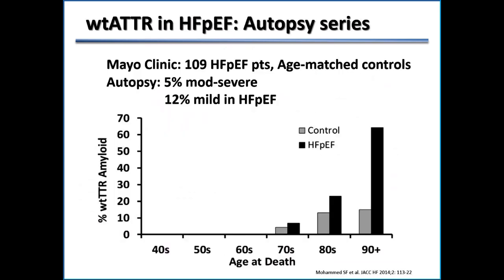What about wild-type amyloid? So this is when a tetramer does not have a mutation. It's very common. Historically, there was an autopsy series looking at consecutive patients who underwent autopsies greater than age 80, and they found that 25% had amyloid deposition. So very, very common.